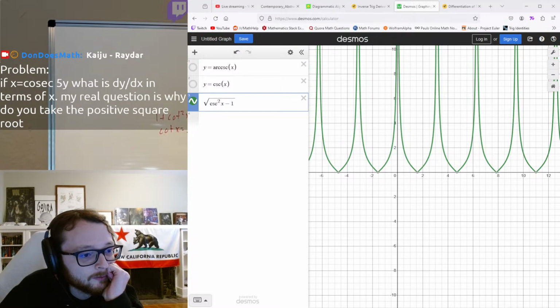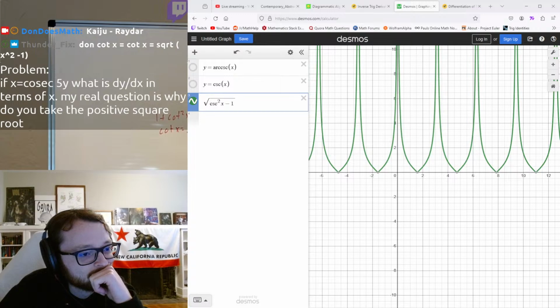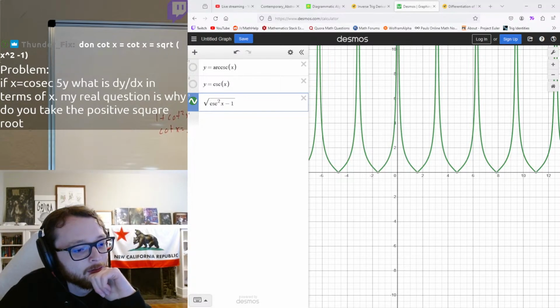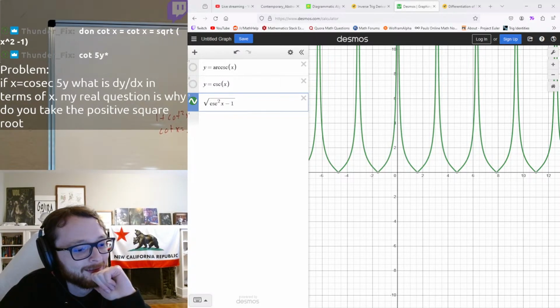Cotangent x. Yeah, I was looking at what you were saying. Cotangent x is square root. Sounds similar to Fortnite. Oh, okay.